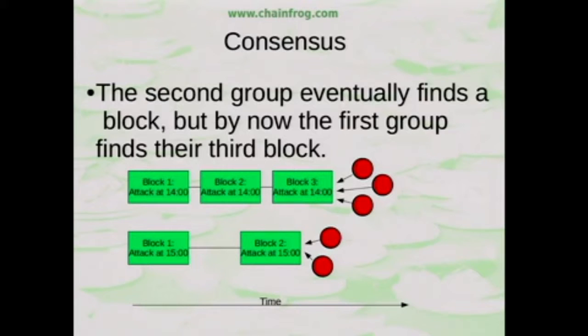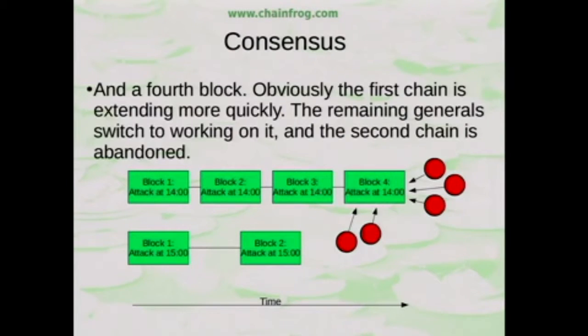And at this point, because this is all being broadcast on the network, the 2 generals who are working on the slower chain go, "We're going to switch to working on the longer chain." And in this way, they've actually reached consensus. Now all of them are working on the same piece of data. They've managed to agree that 2 o'clock is the time to attack.